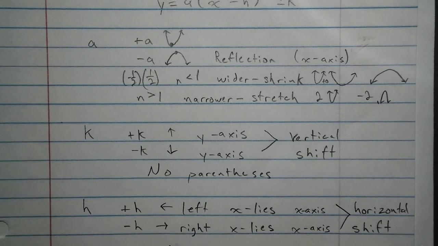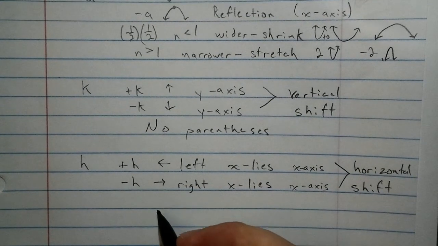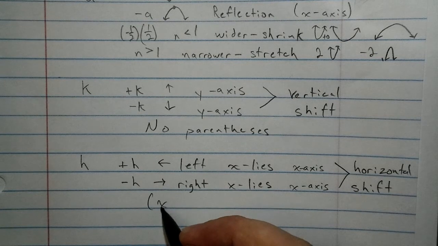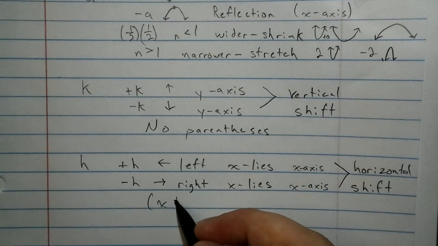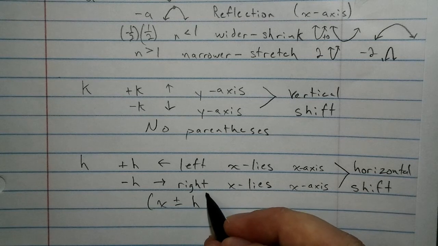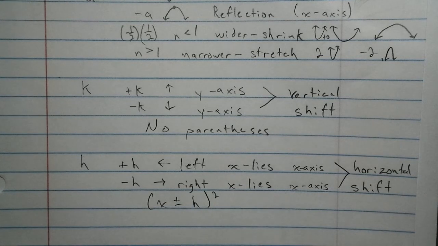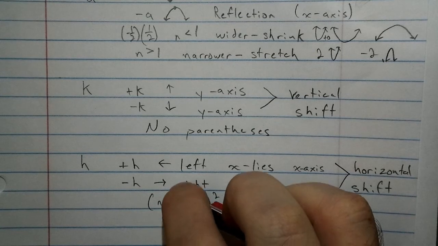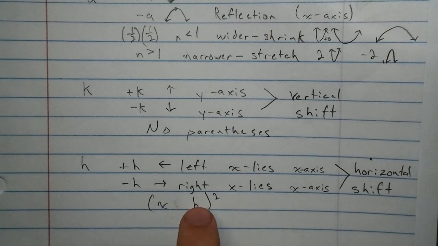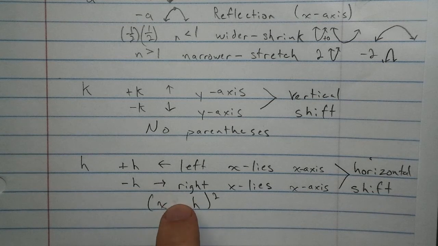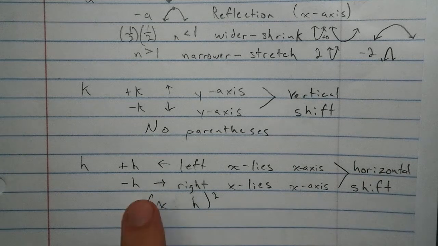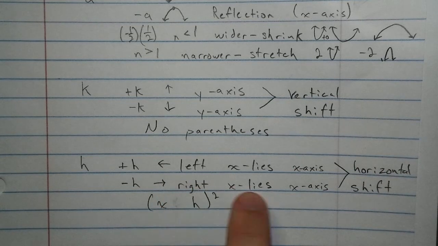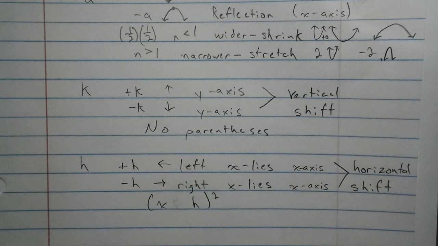So whenever we have an H, it is always in parentheses, and it will be parentheses x, and it could be either plus or minus H, squared. So since it could be positive or negative, in the formula, sometimes you'll see it as positive, sometimes you'll see it as negative. So if it helps, we can just put no sign there. But remember, whenever it's positive, it's going to move to the left. That's going to be the horizontal shift. Whenever it's negative, it's going to move to the right, and that's going to be that horizontal shift.